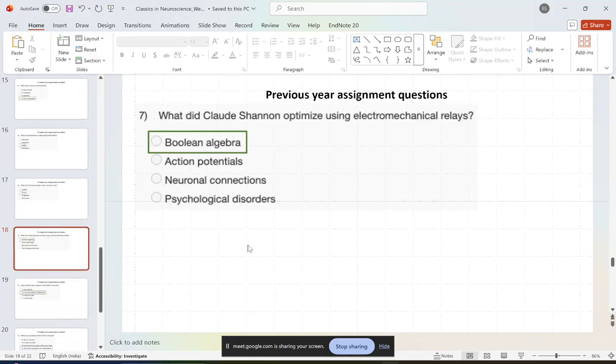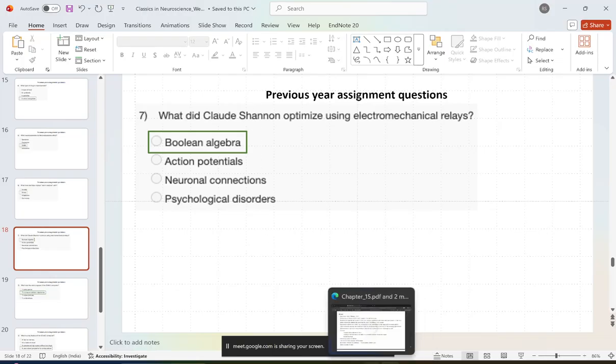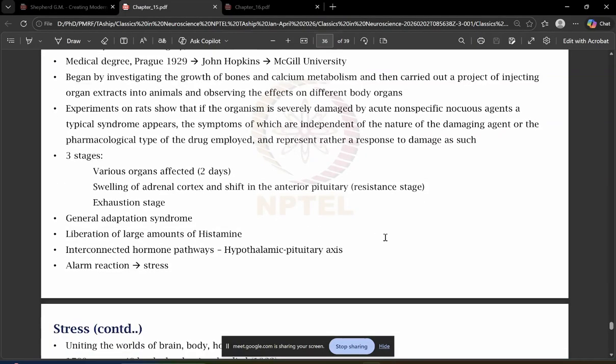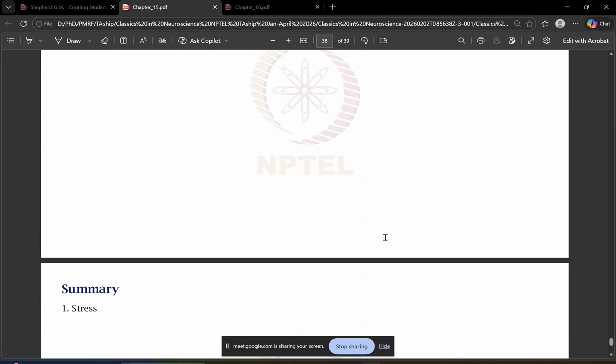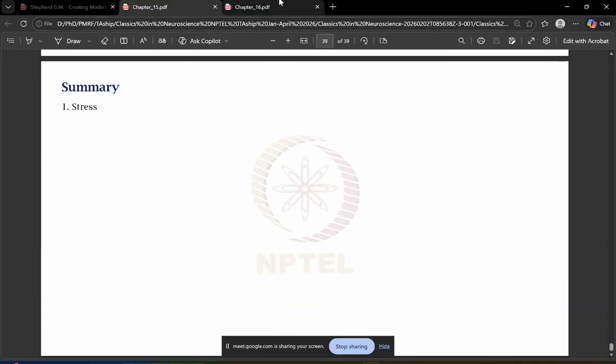Next, what did Claude Shannon optimize using electromechanical relays? So, Claude Shannon, during his master's thesis, understood the use of Boolean algebra. So again, let me go back to the text.